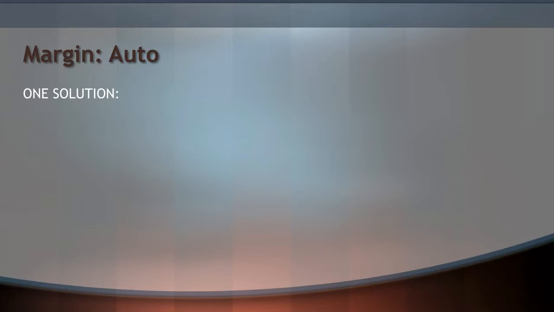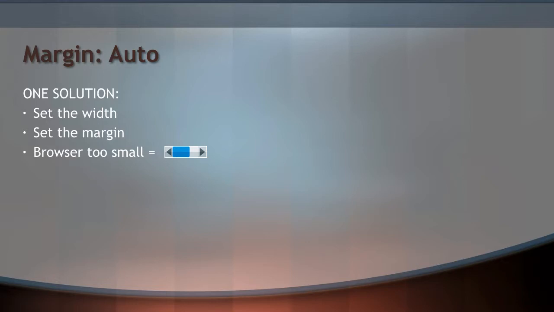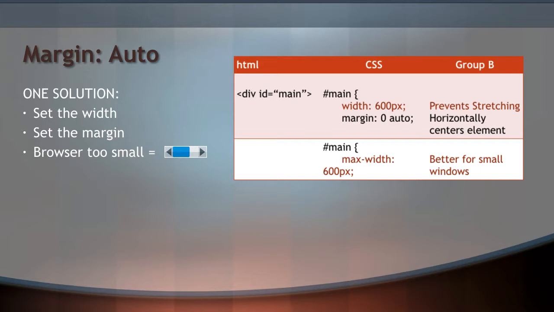Margin. If one wants to have a container that limits the length and width attributes, they might use the width attribute and set a value. This will prevent horizontal stretching. To center the element horizontally, you can set the margin to 0 followed by auto. The only problem with this solution is if you have a smaller browser window, a horizontal scroll bar will appear. A better solution would be to style your element container with max-width and a value. This works much better for small windows.